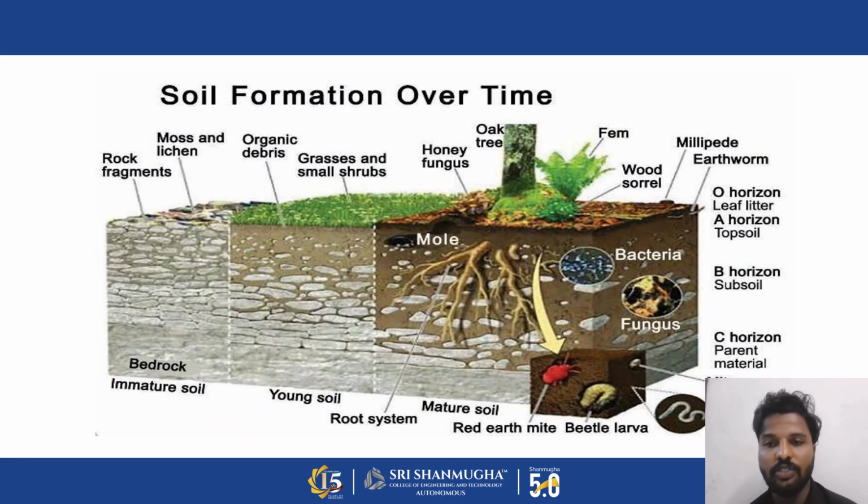In these pictures you can see different microorganisms like bacteria and fungi seen in the soil. Other microorganisms are seen in these pictures too, like red earth mite and beta lava. So in this mature soil you can see all these things that make the environment for plant growth. To grow a plant in the soil, it has to be subjected to different weathering processes like physical, chemical, and biological weathering, and different soil forming processes.